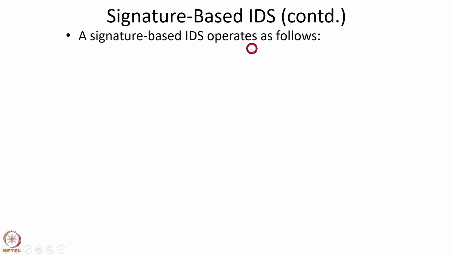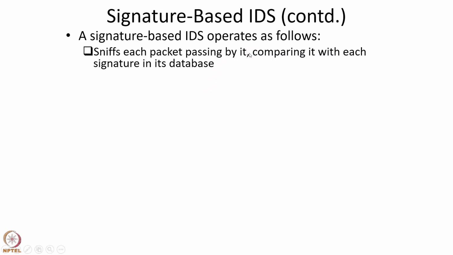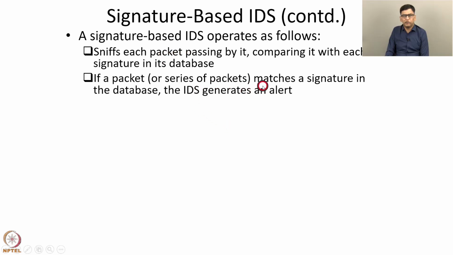A signature-based IDS operates as follows. It sniffs each packet passing by it and compares it with each signature in its database. There may be tens of thousands of signatures in the database. If a packet or a series of packets matches a signature in the database, then the IDS generates an alert.